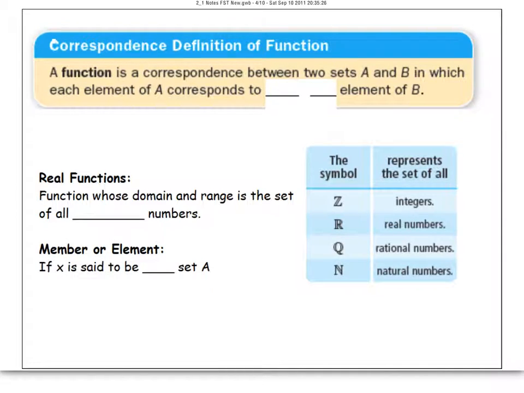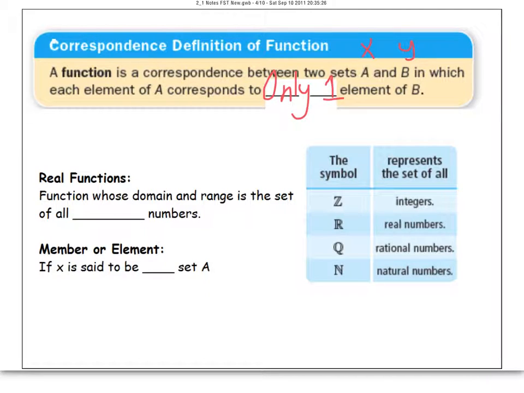Well, here's a second definition of a function. They mean the same thing, but let me read it to you. A function is a correspondence between two sets, A and B. Maybe we're even thinking X and Y as in the ordered pairs, in which each element in A corresponds to only one element in B. Well, that means the same thing that we just said about ordered pairs. For every unique X, there has to be the exact same Y answer. If X goes to a different answer, then we have an issue and it's not a function.